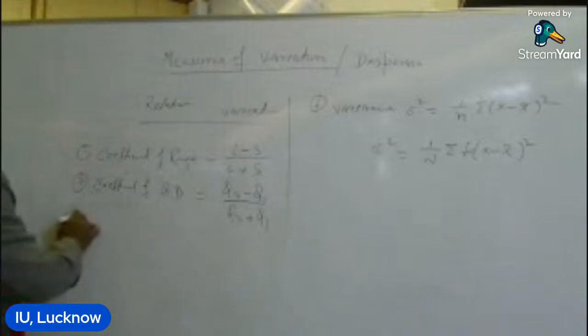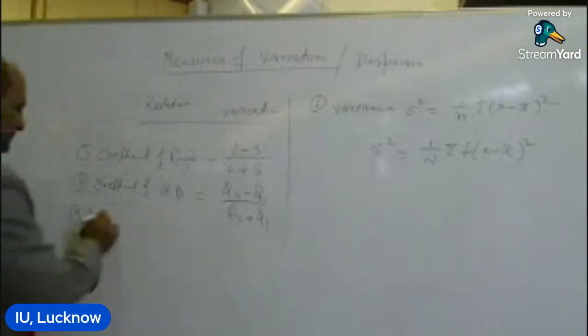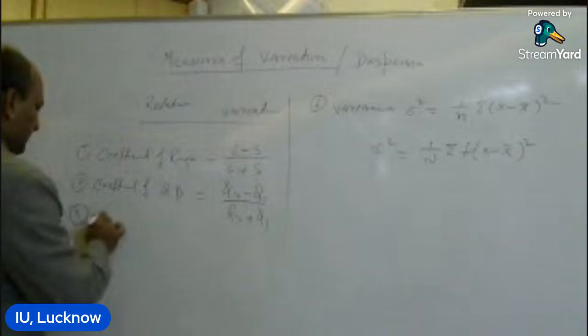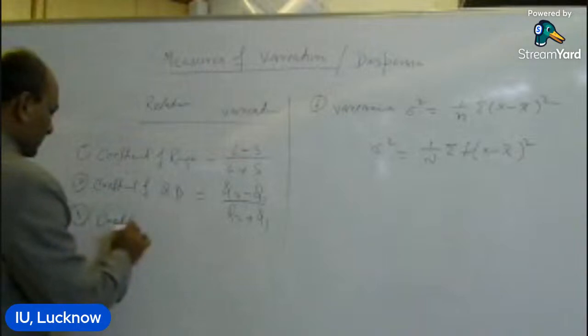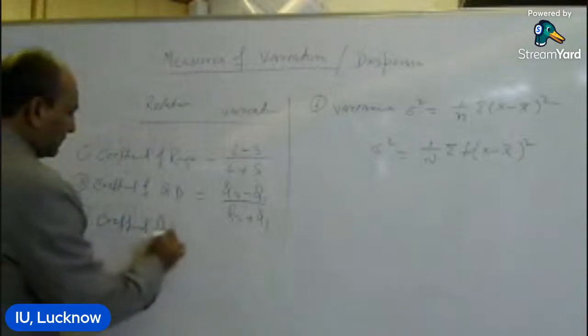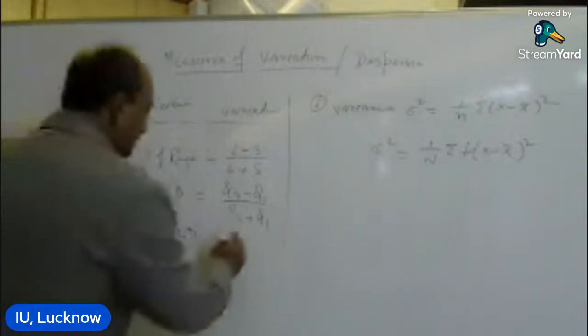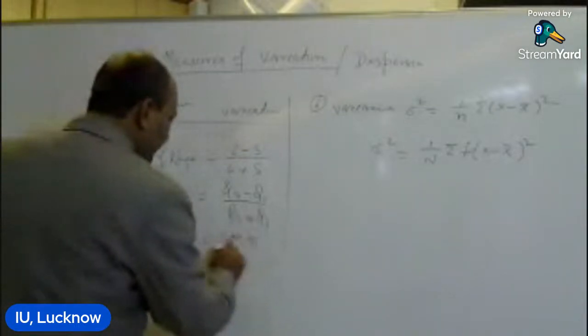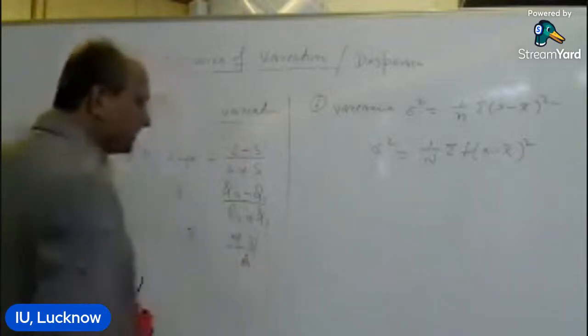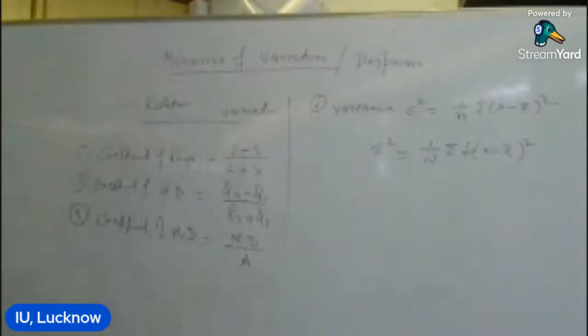The third one is the coefficient of mean deviation, MD. This is the mean deviation divided by A, where A is either the arithmetic mean, median, or mode.